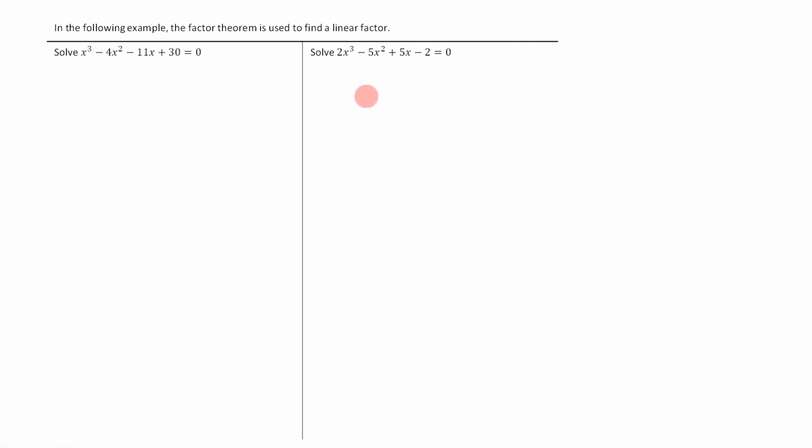Welcome. So in this part of the lesson, we're going to go really through the main event. So this is the main event here, and it says in the following example, the factor theorem is used to find a linear factor. So we need to solve this using our factor theorem.